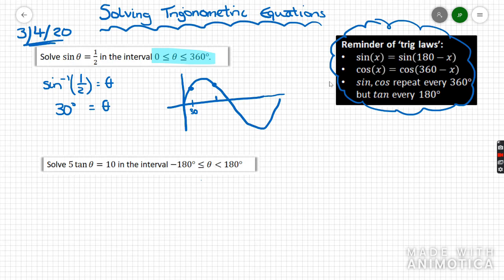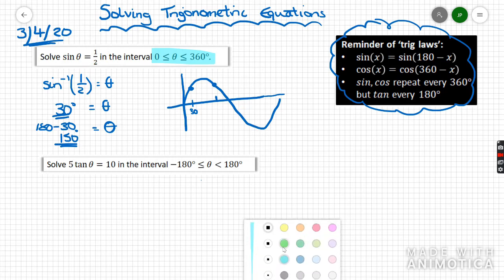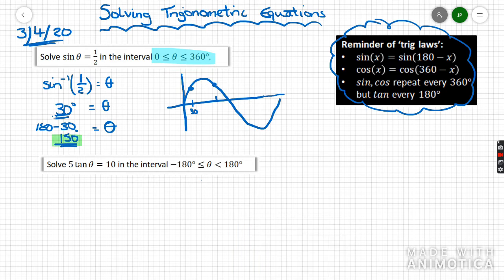Because I know for sine x, sine of 30 is the same as sine of 180 minus x. So that means I've got one answer at 30. I also have theta equaling 180 minus 30, so I also have it equaling 150 degrees. So I have two answers, guys. And what you've got to make sure is that you find all answers that are possible.